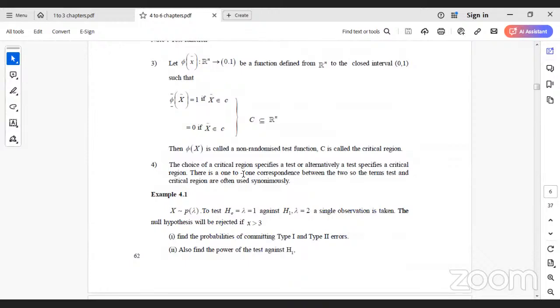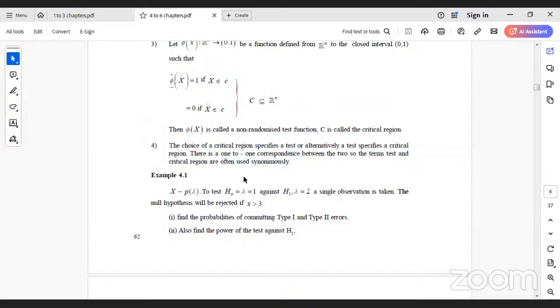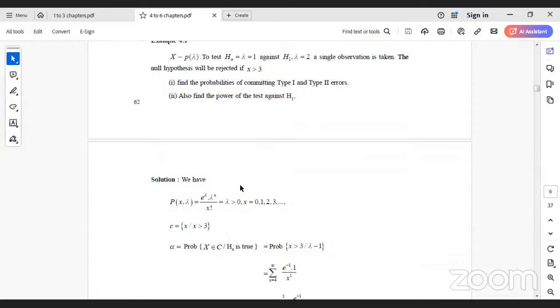Example. X follows Poisson with parameter lambda. To test H0: lambda equals a given value against H1: lambda equals another value, a single observation is taken. The critical region is X greater than 3 we are taking here. So therefore find the probabilities of committing type 1 and type 2 errors. Also find the power of testing H1. So see here.